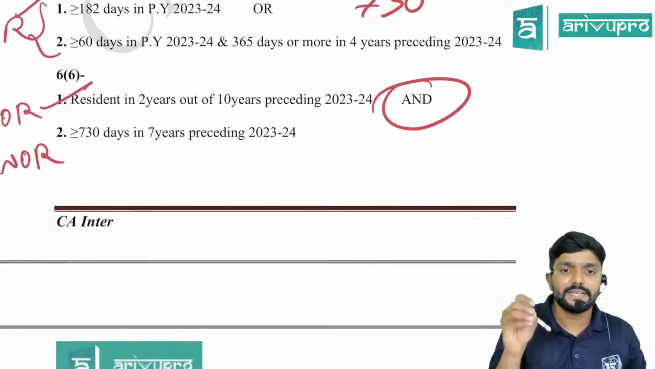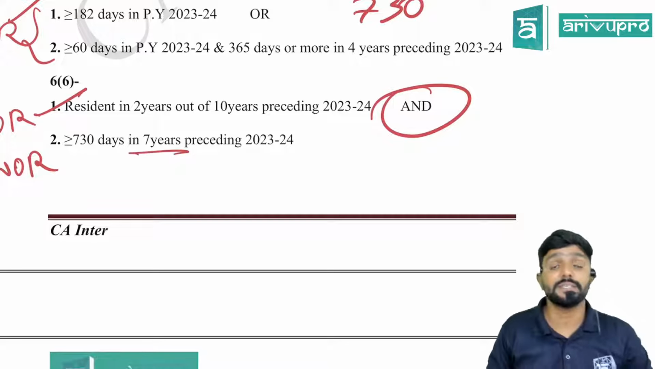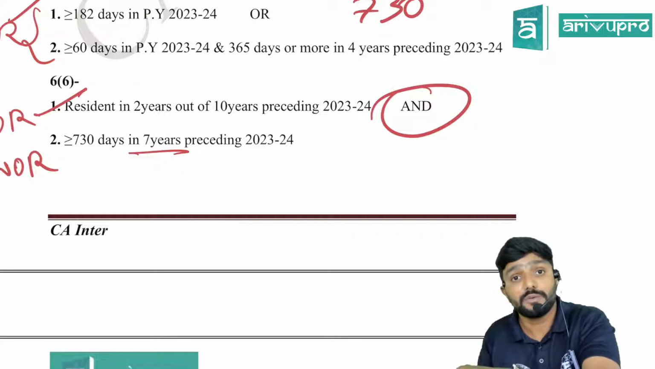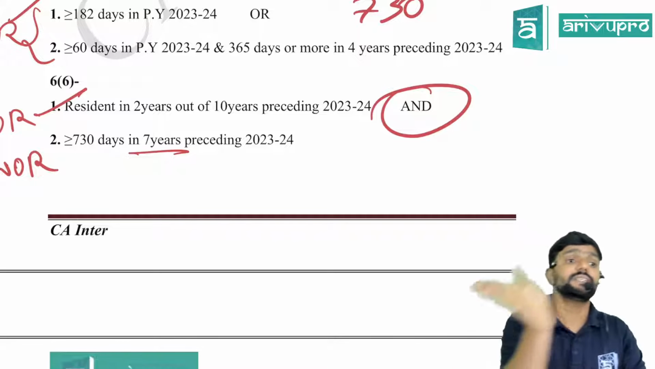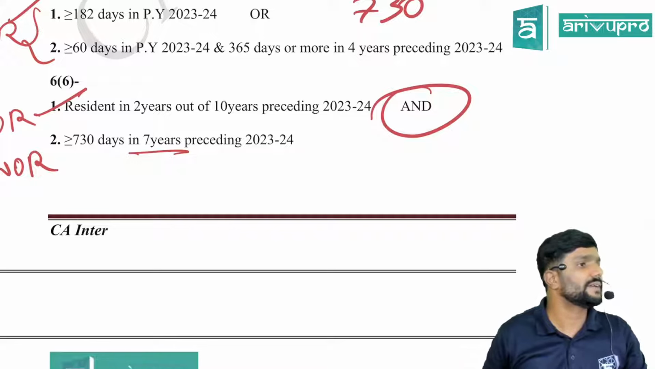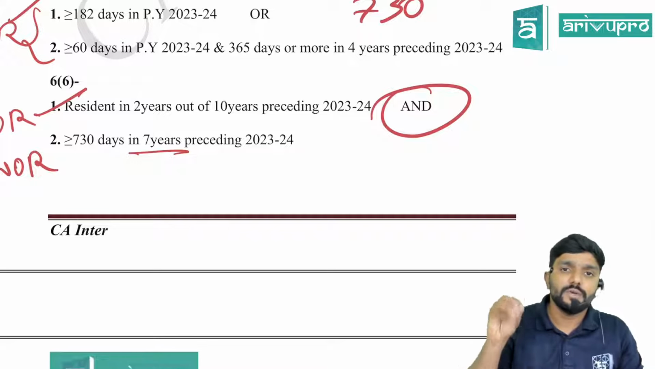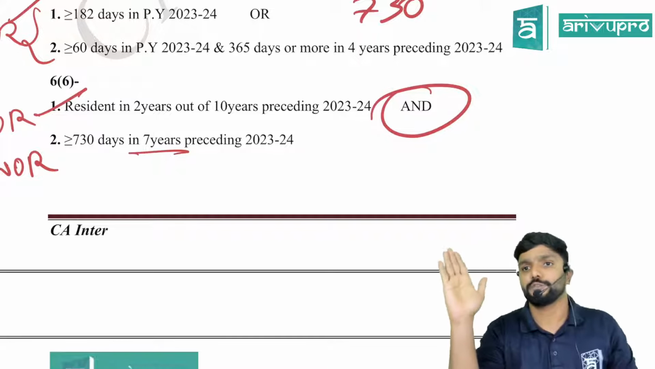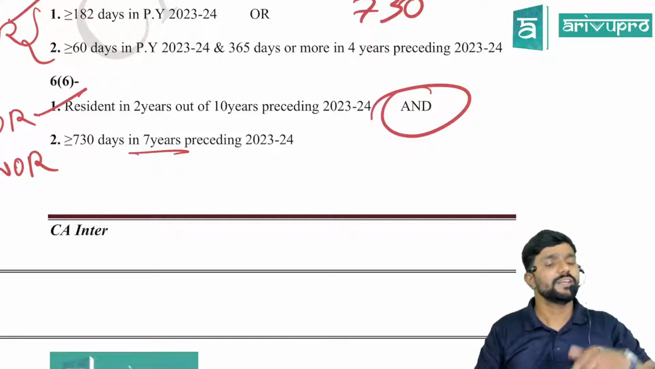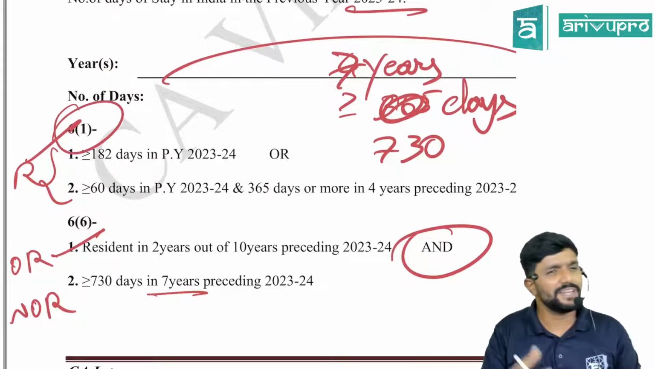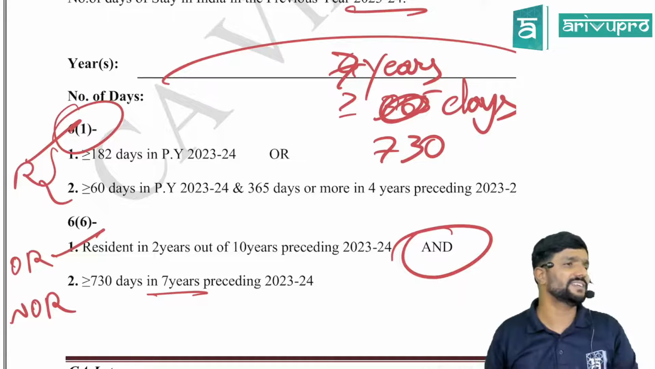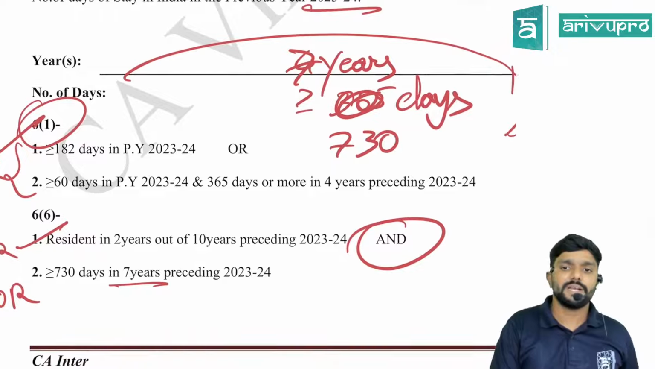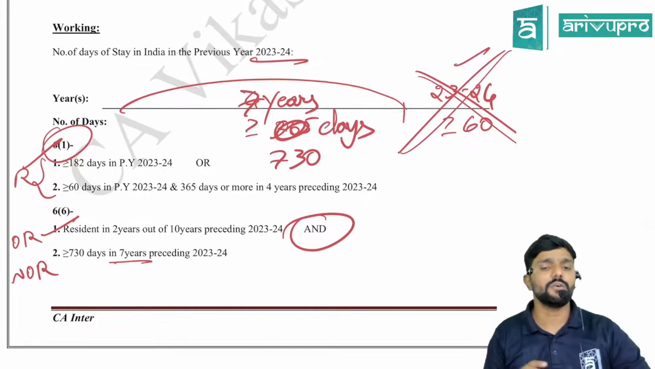So what is it telling? 730 or more during the 7 years preceding 23-24. Leave 23-24, preceding 7 years. So please be careful. Under both the conditions as per section 6.6, it is excluding 23-24, that is our current year, because it is mainly targeted in 6.1. If I consider 23-24 even in the additional condition, it will not make any sense. Agree? Yes, sir. Chalo guys, we'll quickly repeat this once and then go ahead.